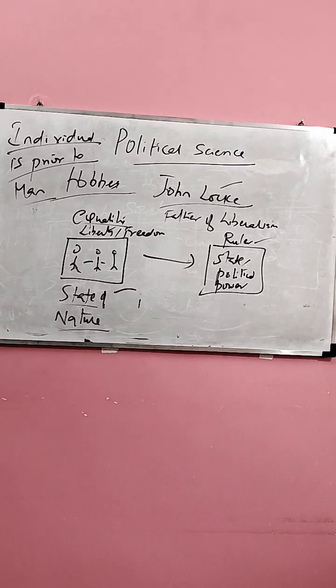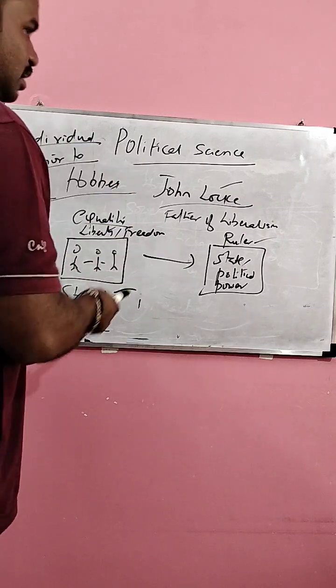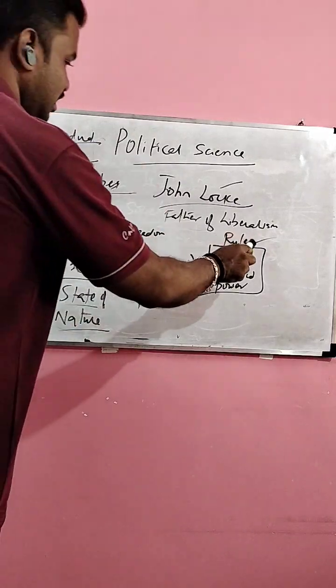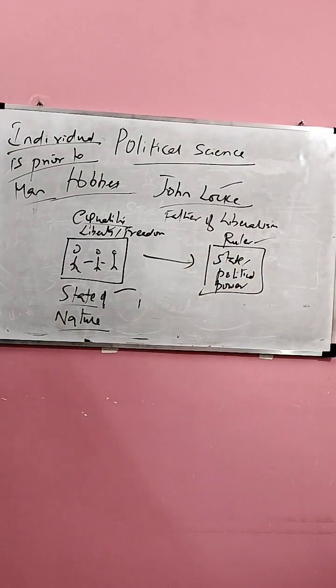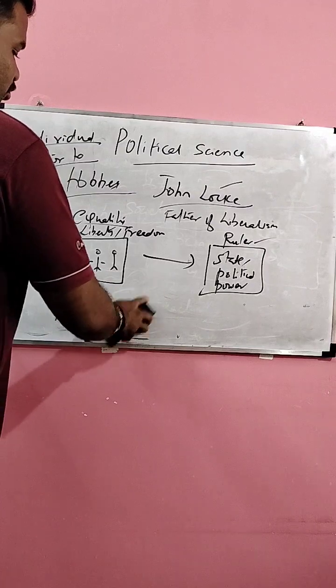Here, political power is different from individual power. One can even harm or kill the other. This is not political power. Political power is the ability to take actions collectively. But this political power is in the hands of only the ruler according to Hobbes. But John Locke actually has a different view.